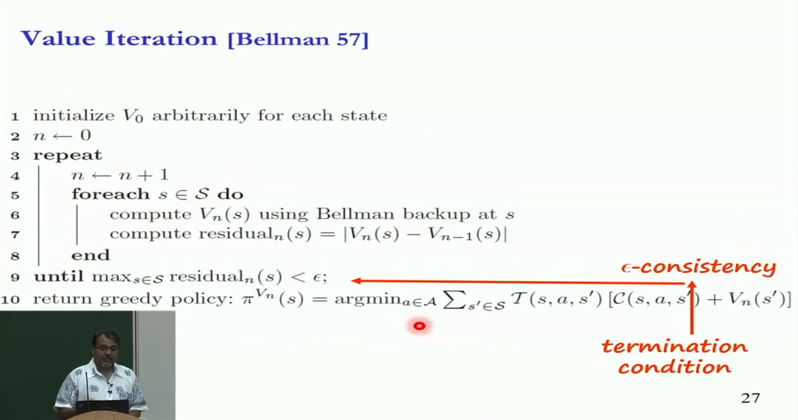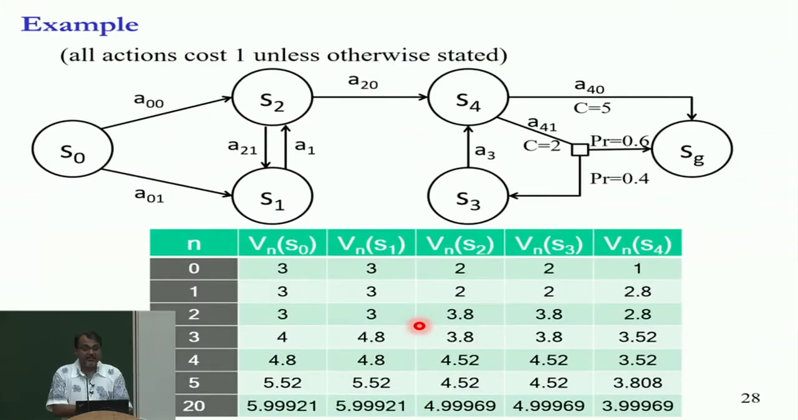So, for example, if I randomly initialize everything, it does not matter how I initialize, and I run value iteration, then over a few iterations, as you can see, n going from 0, 1, 2, 3, 4, 20, you start to see that these numbers are converging, and these numbers converge as arbitrarily close to the optimal as you want it to be, determined by epsilon.